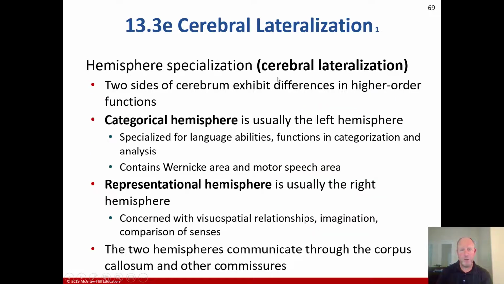As far as hemisphere specialization or cerebral lateralization, the two sides of the cerebrum exhibit differences in higher order functions. The categorical hemisphere is usually the left hemisphere, specialized for language abilities and functions, and categorization and analysis. It contains the Wernicke area and the motor speech area. The representational hemisphere is usually the right hemisphere of the cerebrum. It's concerned with visual spatial relationships, imagination, and comparison of senses. You have people talking about using their left brain versus their right brain. The two hemispheres communicate through the corpus callosum and other commissures.